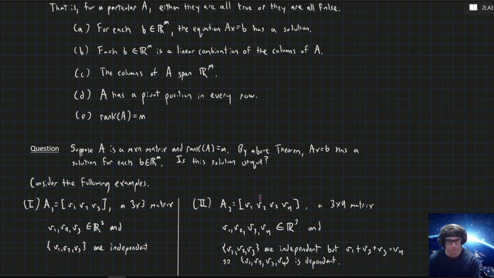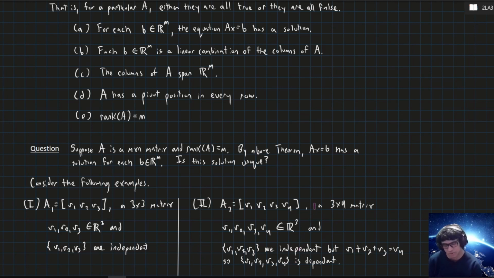The second example is I'm going to have 4 vectors in R3, so it's a 3 by 4 matrix. And we're going to have that the first 3 are independent, and the fourth is dependent on the first 3 in this way. So V4 can be written as just a direct combination of V1, V2, and V3. So that means that V1, V2, V3, V4 is a dependent set.